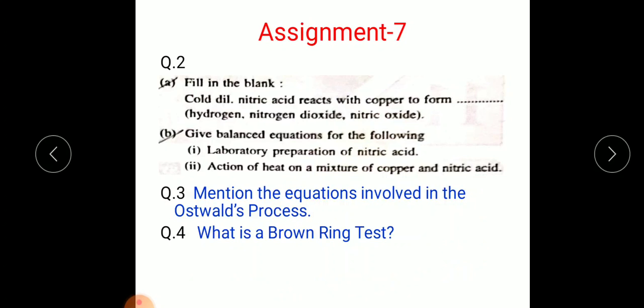Question number 2, fill in the blanks. Cold nitric acid reacts with copper to form a gas. Which gas is produced? And B, give balanced equations for the following. 1, laboratory preparation of nitric acid. 2, action of heat on a mixture of copper and nitric acid. And question number 3, mention the equations involved in the Ostwald process, that is, the manufacture of nitric acid. And 4 is, what is the brown ring test?